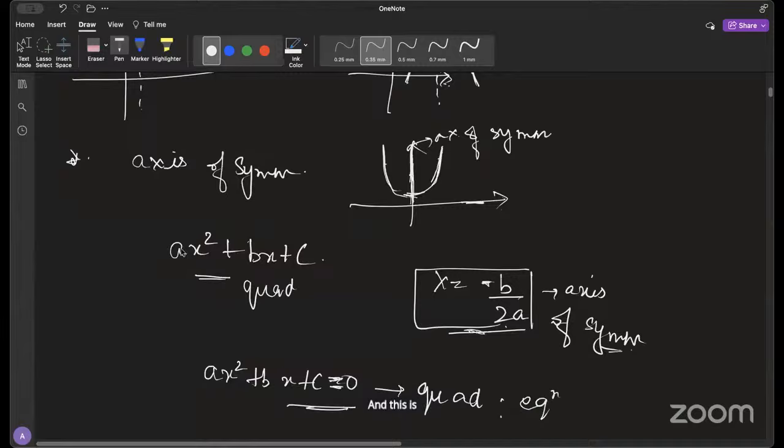Ma'am, in the axis of symmetry, minus b upon 2a, what are b and a? Okay, b is the coefficient of x. If this is the general form of the quadratic function, then b is the coefficient of x, and a is the coefficient of x square.